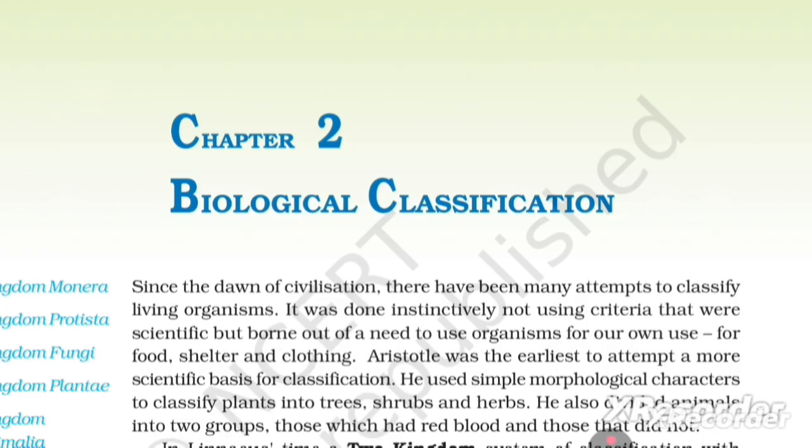He used simple morphological characters to classify plants into trees, shrubs, and herbs. He also divided animals into two groups, those which had red blood and those that did not.